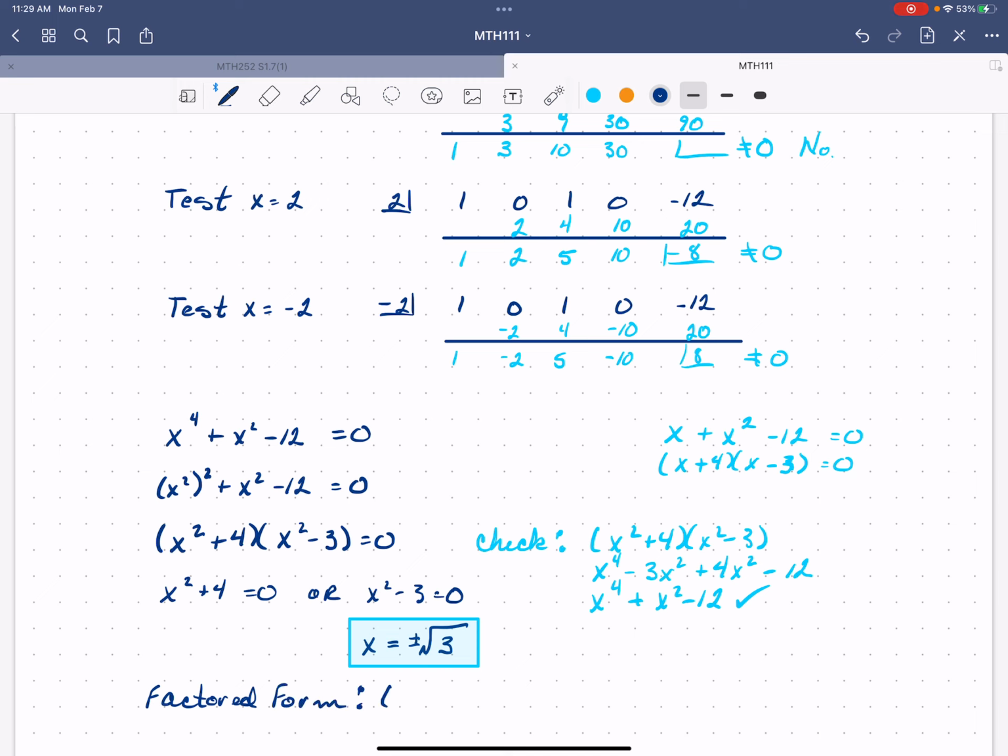And if I wanted to write this guy in factored form under the real number system, his factored form would be x squared plus 4 times x plus the square root of 3 times x minus the square root of 3. And that is the factored form of my polynomial.